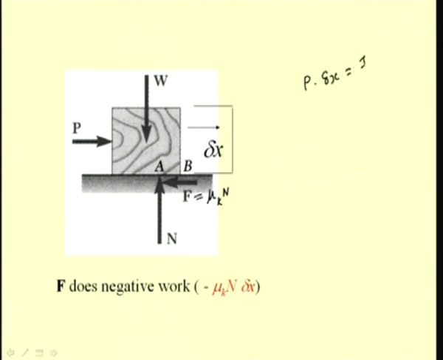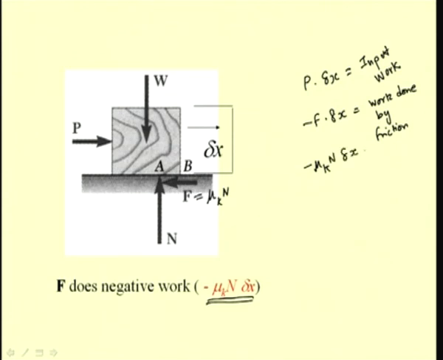This is the input work, which is virtual because we are considering a virtual displacement delta x, and this force, which is in the opposite direction of this applied force, for the same virtual displacement does this negative work, which is equal to minus F times delta x, which is the work done by friction, and in this case it is minus mu k times N delta x.